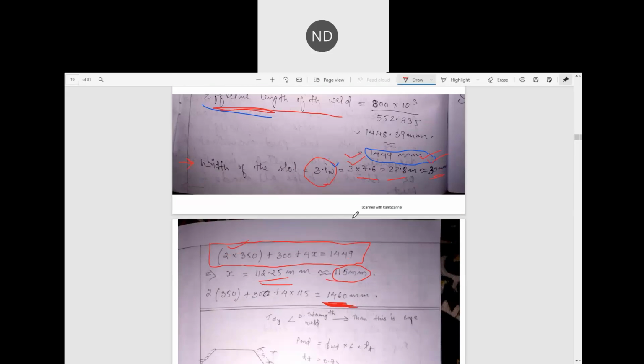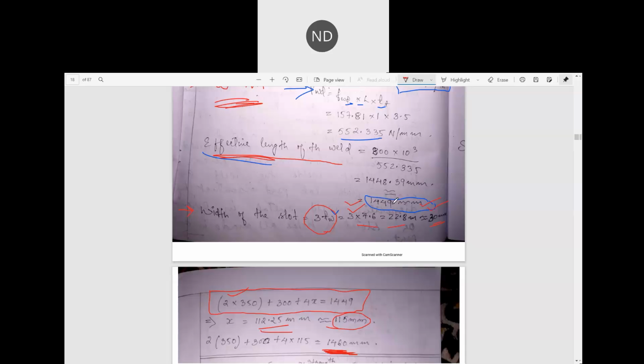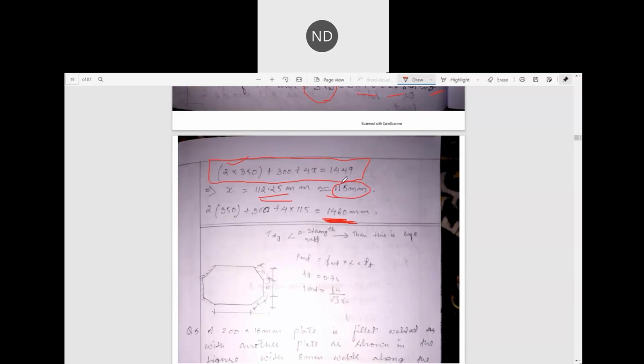So now after providing the slots, what is our total length of the weld? Our total length of the weld is 1460. The minimum was 1449 mm to carry 80 kilonewton of load. But now after providing slots, we have got our design length of the weld to be 1460, which is safe now. It is safe, less than 1499. So safe.